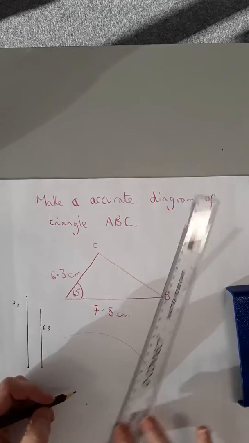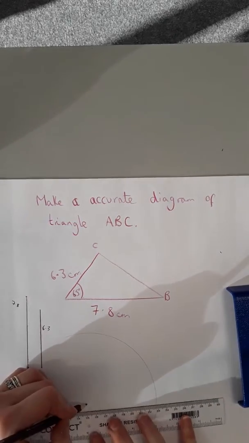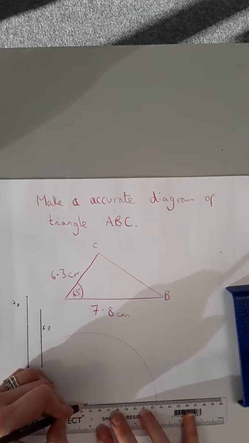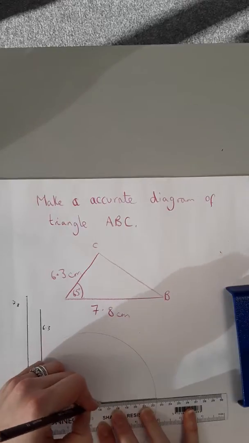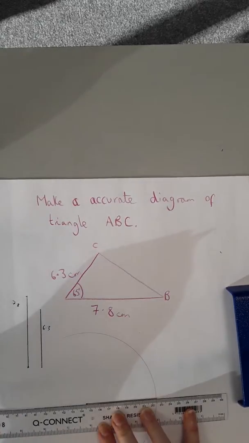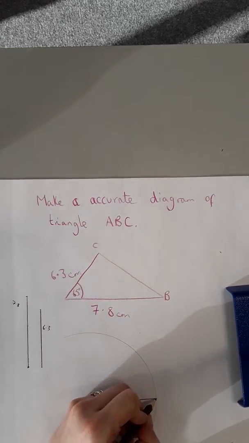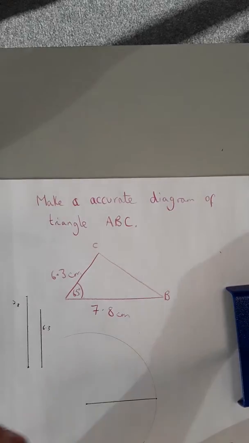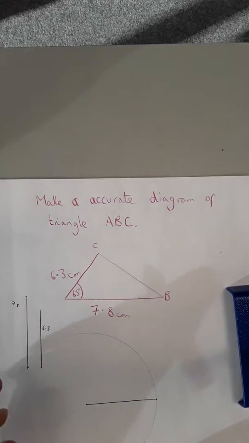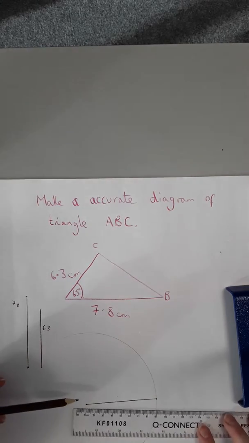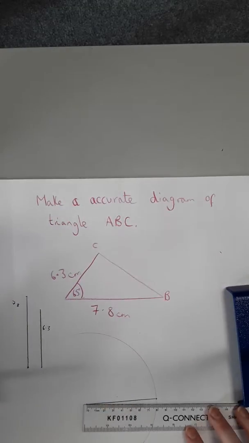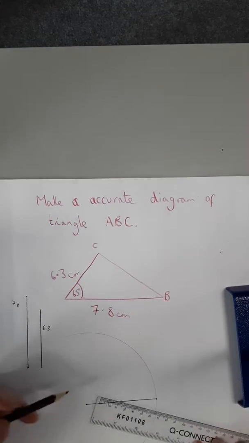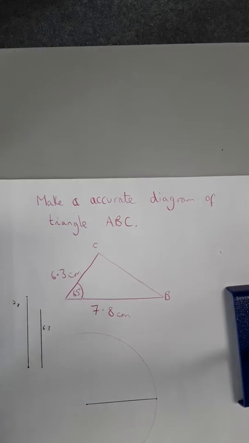Now what I'm going to do is create a line anywhere, and it can be anywhere you like, as long as you've got enough space to finish the diagram on your page. Then I'm going to put a point where that dot meets our arc. The other way you could do this, if you can measure really accurately, is just draw a line with 7.8. That's probably easier, but I'm just showing you how to use a compass so you get used to it.